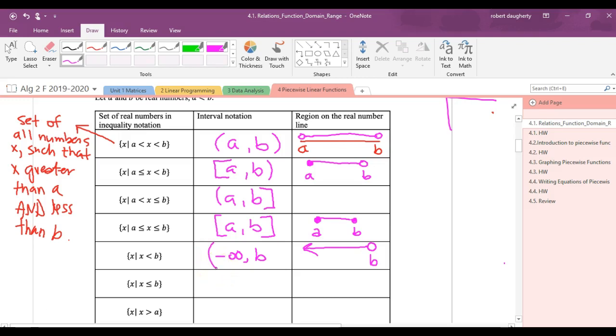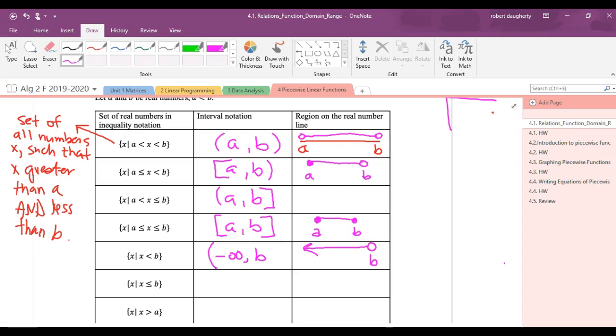Why is that the case? Why do we have a parentheses around negative infinity? It's not an actual number, it's a direction. So I can't include it, okay? The minute you think you found the smallest number there is, all I have to do is subtract 1 from it and I've found a smaller one. So you'll never get there.